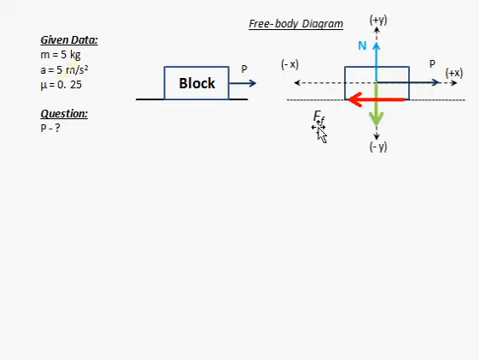And next, the weight of the block. Since the weight of the block will be acting downwards due to gravity, I am taking it from the center point vertically downward. Of course, since weight is not given and mass is given, we can calculate the weight from the mass with the help of acceleration due to gravity. So mass into acceleration due to gravity, and we get 49 Newton as weight.